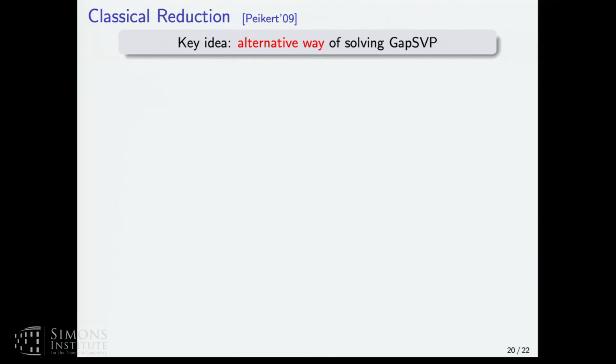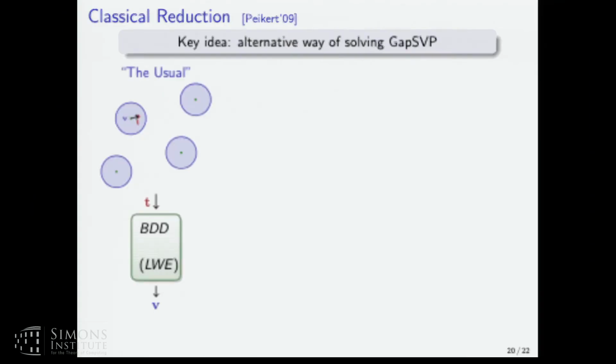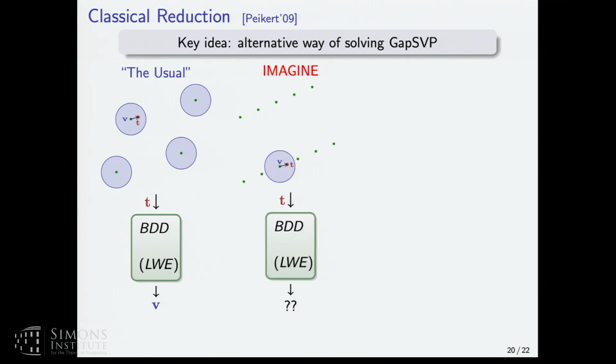So the key idea is there's an alternative way of solving just gap SVP. It doesn't work for SIVP, but it does work for gap SVP. So here's the usual picture. You start with V, you add some perturbation, you invoke the oracle, it tells you V, something you already knew. So that seems useless, but imagine as a thought experiment a different world where your lattice now looks like this. So the lattice is maybe dense in a certain direction, or it has a small minimum distance.